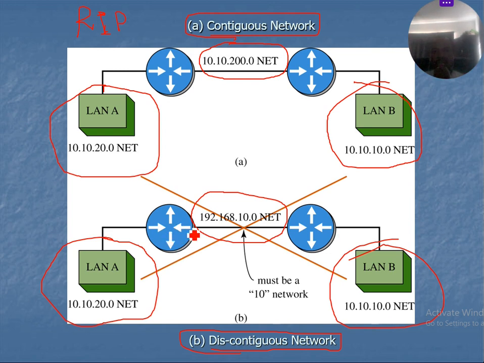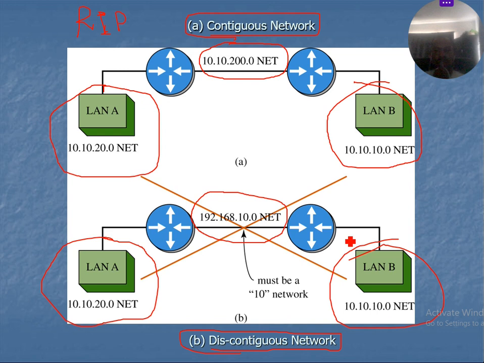We've defined this earlier in our previous class chapters. This is a symbol of a router. You can see that the IP subnet mask between this router and this router is in a different class compared to the IP address in the two LANs. So this is a discontiguous network. RIP will not work here.